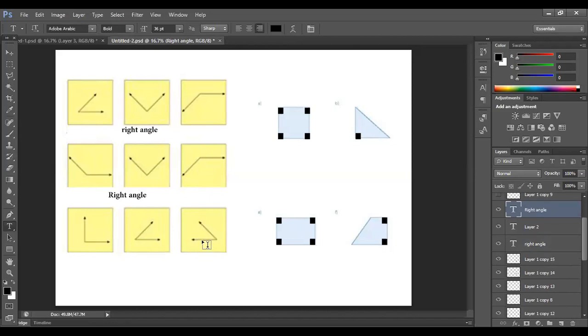Look at this one. This angle is smaller than a right angle. And this one is also smaller than a right angle. What about this? One horizontal line and one vertical line meeting at a vertex. So this angle is a right angle. So this one is a right angle.